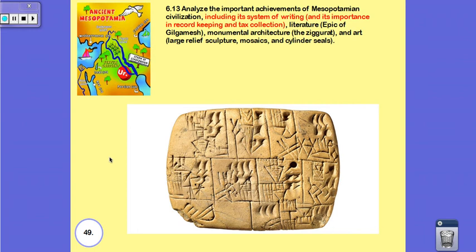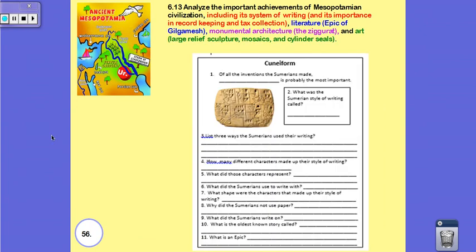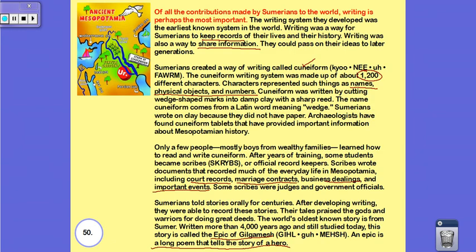This one I think you know also. This is the writing style of the Sumerians. You need to be able to identify that and what style of writing they used and what they wrote on. And remember, we had a little sheet that we put in our paper. We answered questions about that very thing one day in class because we read this article. This talked about the contributions made by the Sumerians to the world, and writing was the most important. Some people are going to tell you that the wheel was the most important. I don't know. You choose.